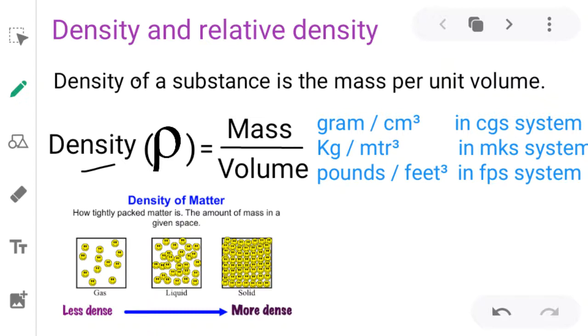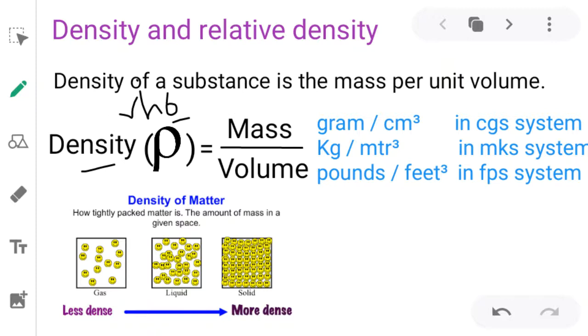It is indicated by the Greek letter rho. Rho is the indication of density. It is a Greek letter. Rho equals mass by volume. Mass, as we know the definition, is the quantity of substance present in a body, divided by the volume of the substance. Volume is how much area it covers multiplied with thickness. Mass by volume is the formula to calculate density, indicated by the Greek letter rho.